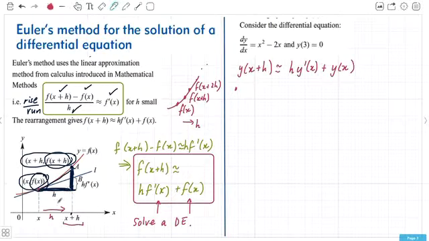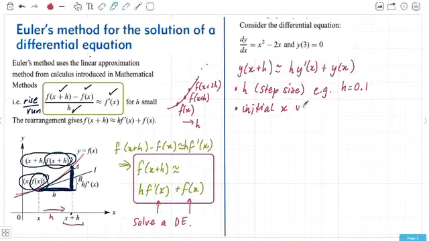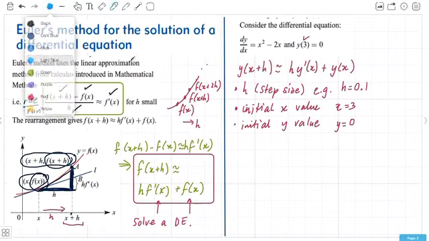Now we're going to need a few things here. First of all, the distance h that we move. You generally want h to be quite small, so h is called our step size, and a typical step size would be 0.1. We also need an initial x value and an initial y value. And we've actually got those in this differential equation. We have x equals 3, because that's been given to us, and the corresponding y value is y equals 0. Okay, so now what I'm going to do is simply substitute. I'm going to use these ones in this case.